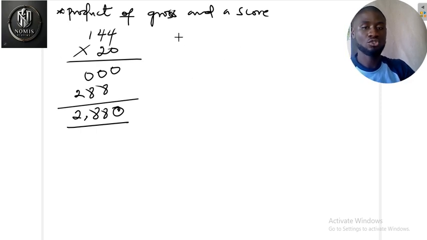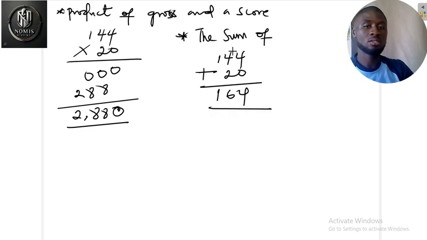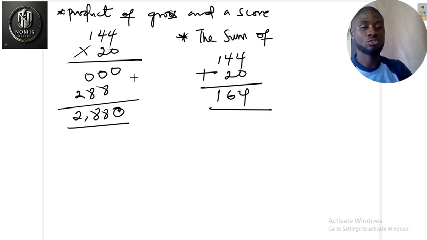Now what about the sum? Let's calculate the sum of a gross and a score. Since a gross is 144, plus a score is 20, that's 164. So this is the product and this is the sum. Remember what the question says, that we should find the difference between the product and the sum. Since the product is 2,880, we will subtract 164 from it.